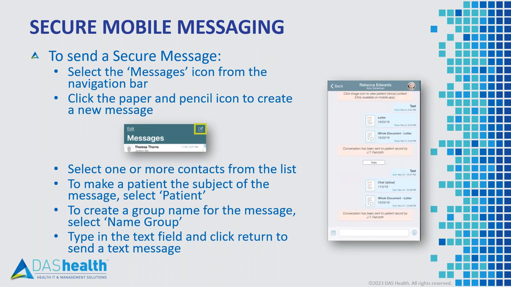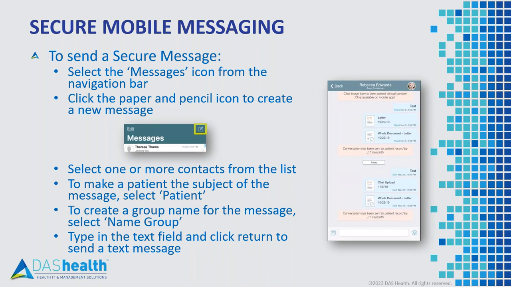Sending a secure message within the app is really similar to sending a text message from your cell phone. From the message view, the user would select the paper and pencil icon to start a new message. Then they would be prompted to select one or more contacts to add to the conversation. Just like a normal text message, it can be one-on-one, or you can invite multiple people to collaborate on this message.